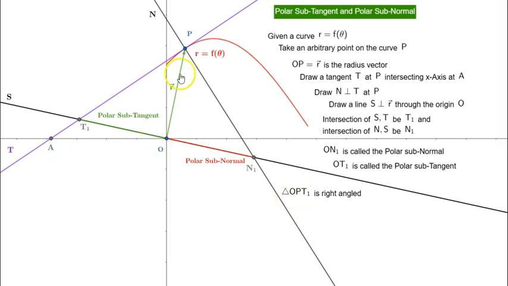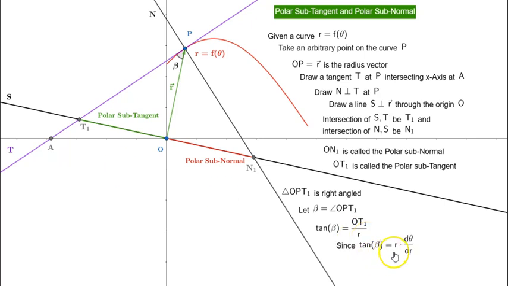Triangle OPT1 is right angled because S is perpendicular to OP. Let beta be equal to angle OPT1, the angle between the radius vector and the tangent. So let's mark that: tan beta is equal to OT1, the opposite side, by R, the adjacent side.